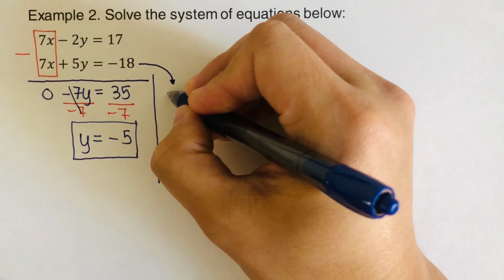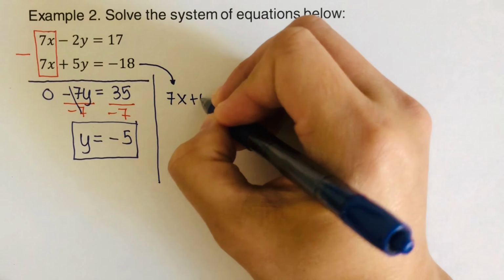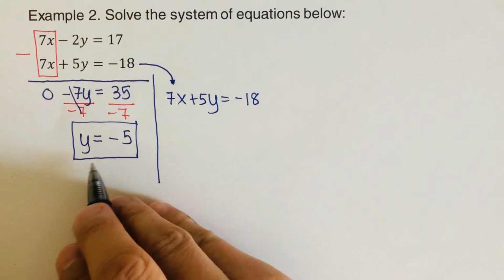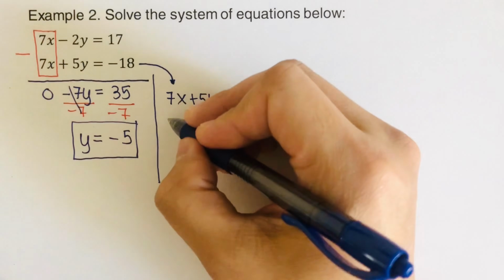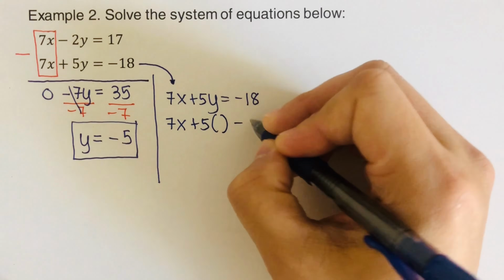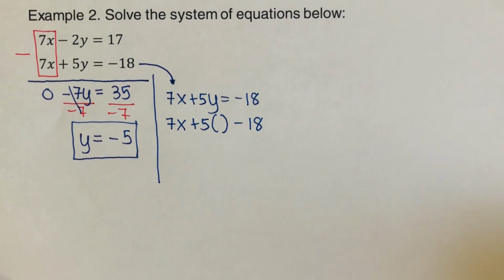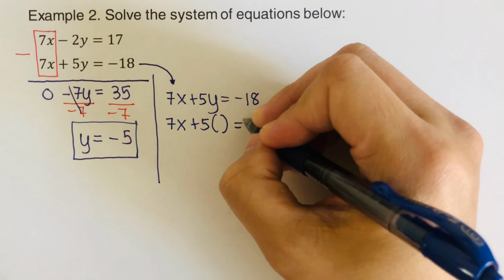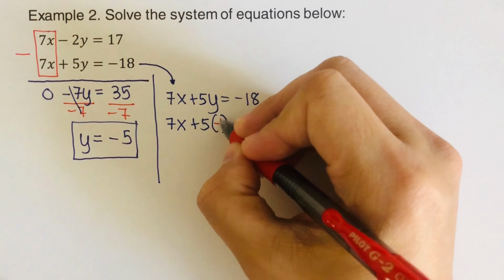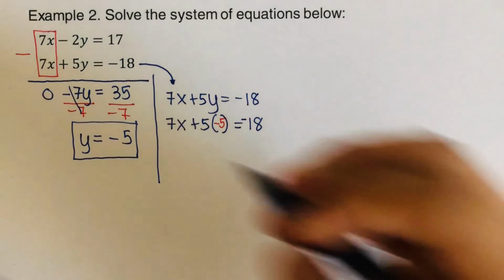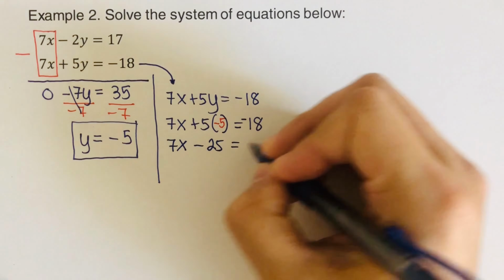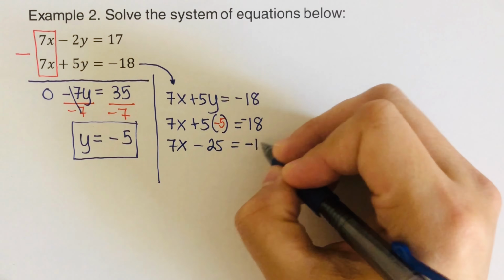So that would be 7x plus 5y equals negative 18. So then we have the y here, so we change the y into a parenthesis, so that's 7x plus 5 parentheses, equal to negative 18. And then our y is negative 5, so I'll plug it in there. So this comes out to be 7x minus 25 equals negative 18.